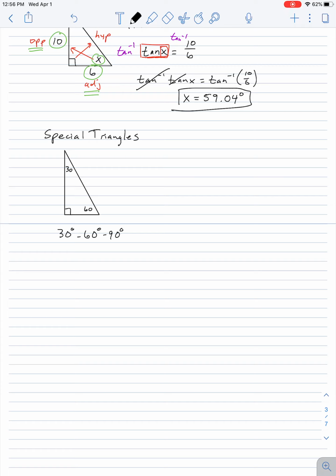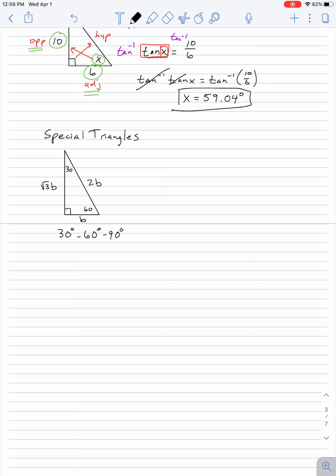Creative name. And the ratio of the sides goes like this. If this side we're going to call B, then this side is going to be root 3 times B, and this is going to be 2 times B. And the sides of a 30, 60, 90 triangle are always in that ratio.